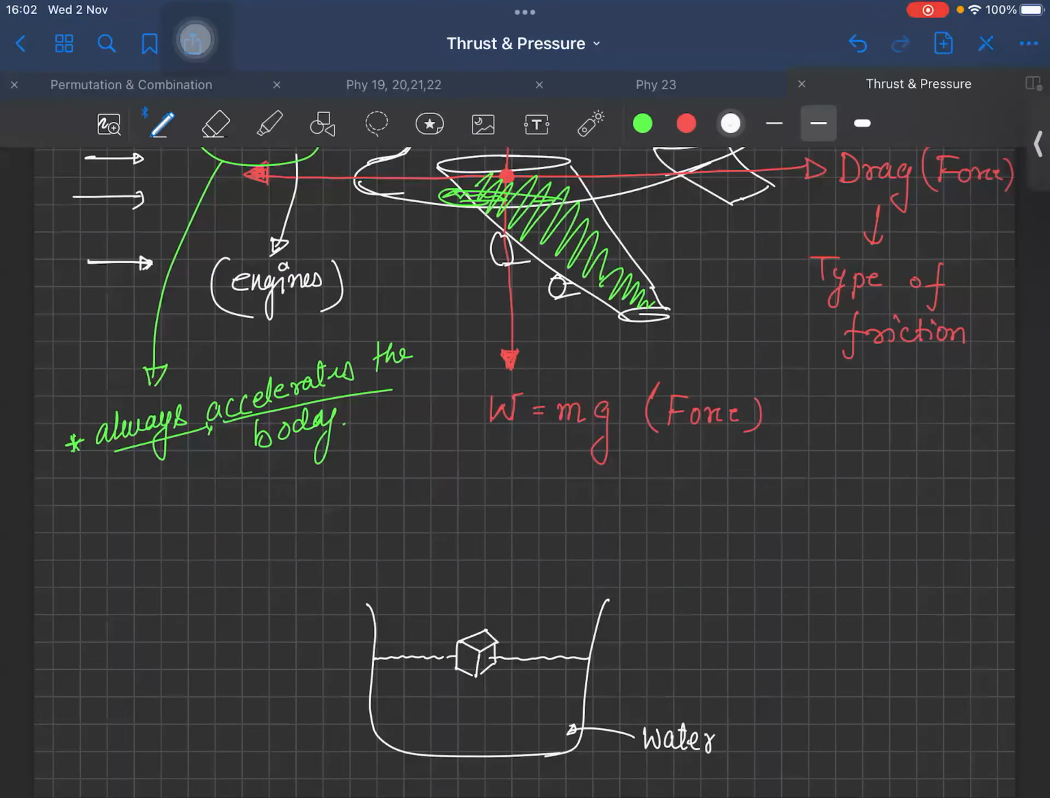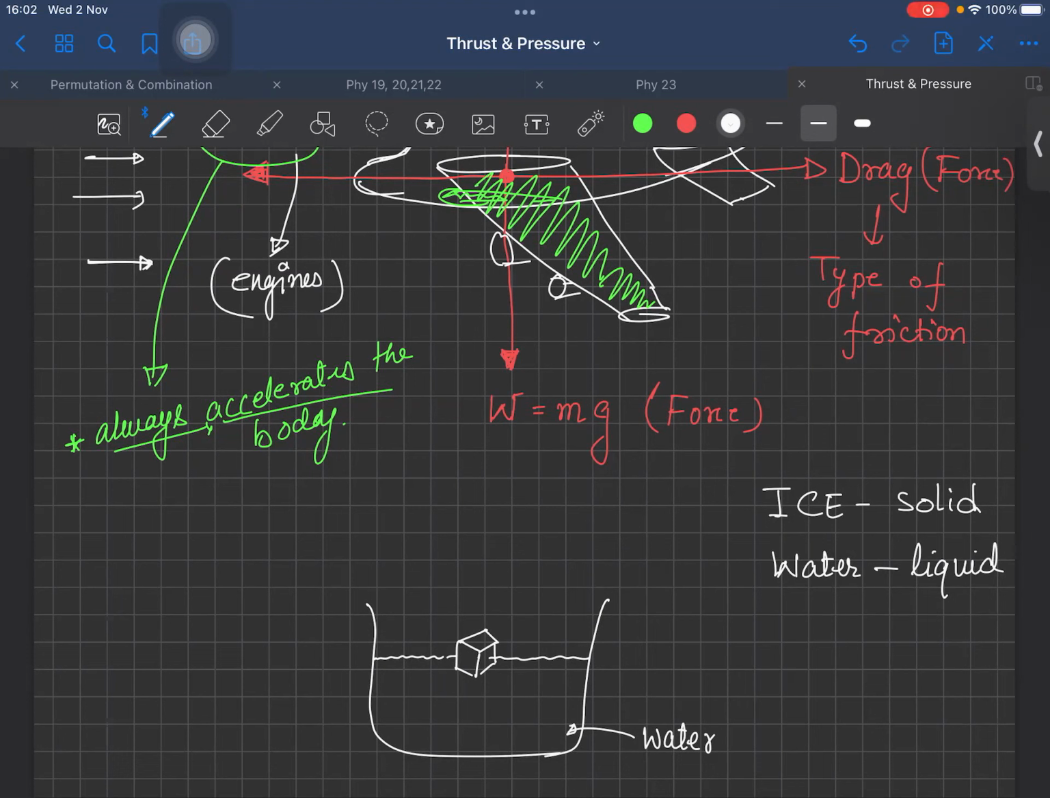What do you mean by dense? See, ice is solid, right? Because of the hollow space inside the cube, it floats, sir. Oh, okay, okay. Ice is solid, and what is water? Liquid, isn't it? Ice is solid, water is liquid.